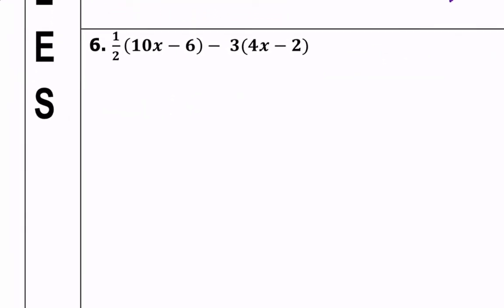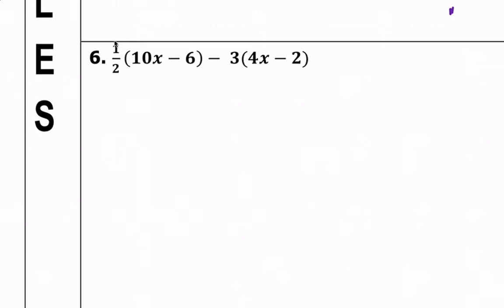All right, so like I said, if you need to use your calculator, you are more than welcome to. Always use it to check yourself, but I'm not going to use it right now. Okay, so I need to distribute twice. First here, and then again over here with this negative 3. All right, so let's do the 1/2 first. So I'm going to do 1/2 times 10x. 1/2 times 10 is 5. So 1/2 times 10x is 5x.